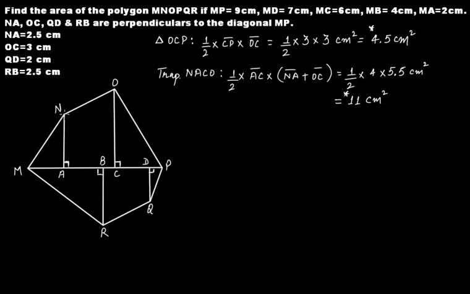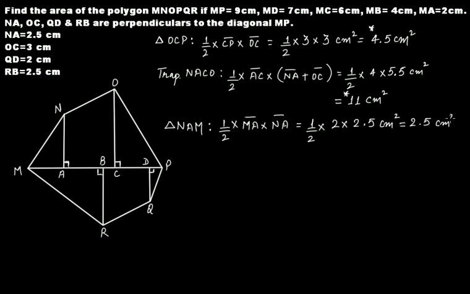Now, next is this triangle NAM. In this triangle NAM, the area will be half multiplied by base, the line segment MA, multiplied by height, which will be NA. So do we know the value of MA? Yes, we know the value of MA. So this is half, MA is 2 centimeter, multiplied by NA, 2.5 centimeter. That gives you 2.5 centimeter squared.